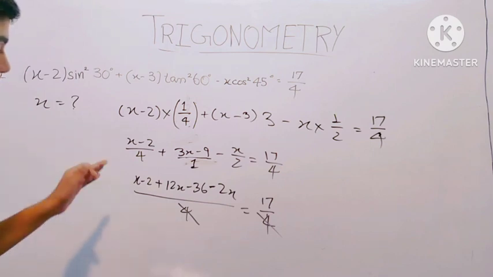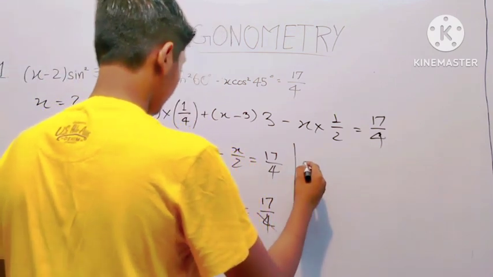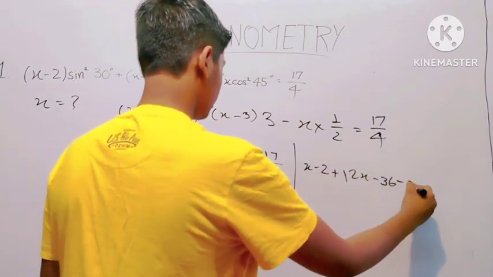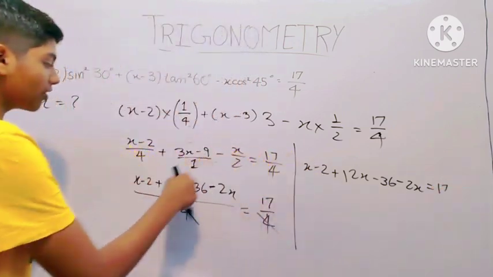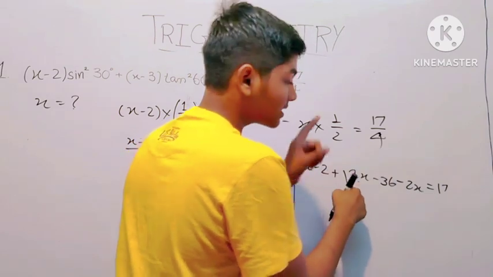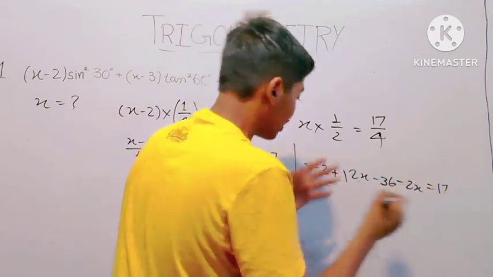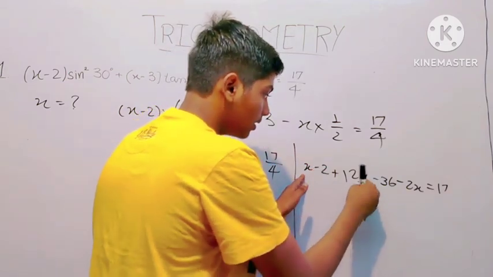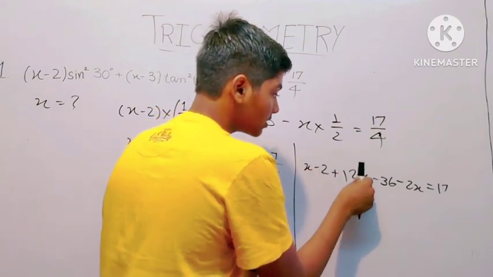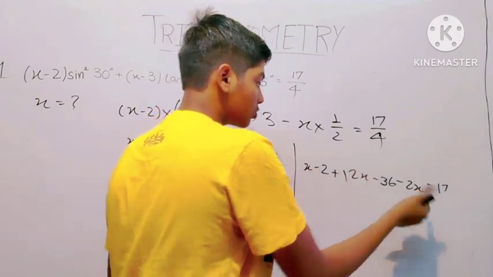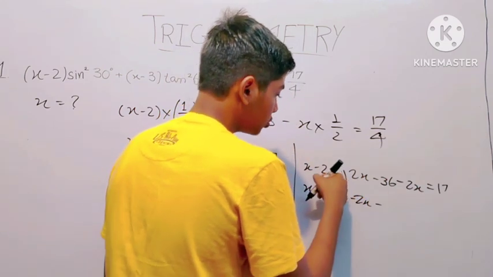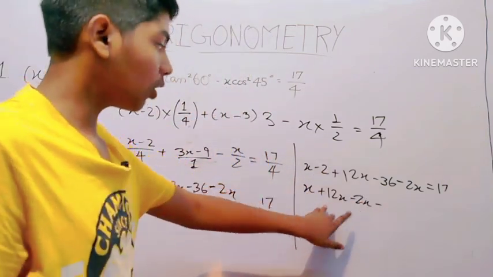Now what we have is x - 2 + 12x - 36 - 2x = 17. Now x and x and x. So what is x plus 12x? 13x. What is 13x minus 2x? So what I am doing is simplifying this by bringing together all the terms containing x. So it is x + 12x - 2x, and then the constants. Now I have collected all of these terms.